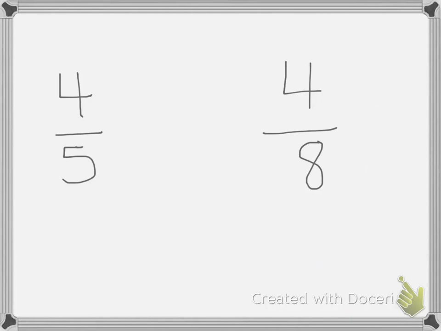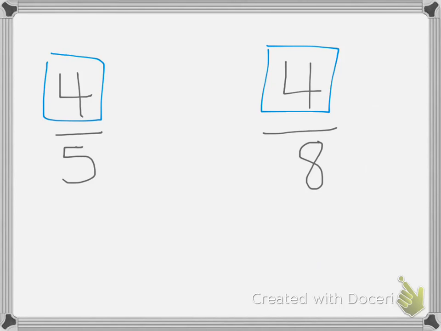So the first question you're going to ask yourself when you're comparing fractions is, are the numerators the same? So if we look here, we see that both numerators are 4. So the answer to that question is yes, the numerators are the same. When the numerators are the same, the fraction with the greater denominator is smaller.